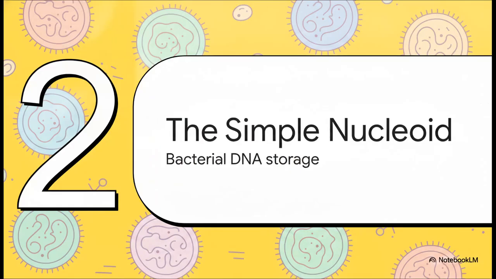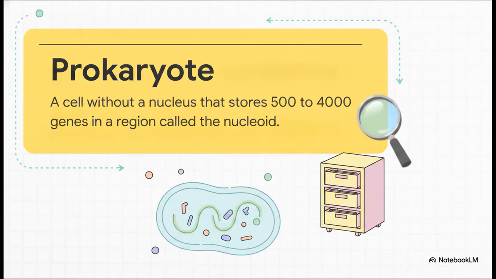Moving to Section 2, inside the simple nucleoid. Let's look at how prokaryotes, the single-celled organisms like bacteria that keep things relatively simple, handle this. Since they don't have a membrane-bound vault, bacteria organize their DNA right in an open region of the cytoplasm. It functions a lot like a highly efficient, minimalist filing cabinet. They're working with a single circular DNA molecule and a more modest library of about 500 to 4,000 genes. But even with a smaller gene count, 1.5 millimeters of DNA still isn't going to fold itself.